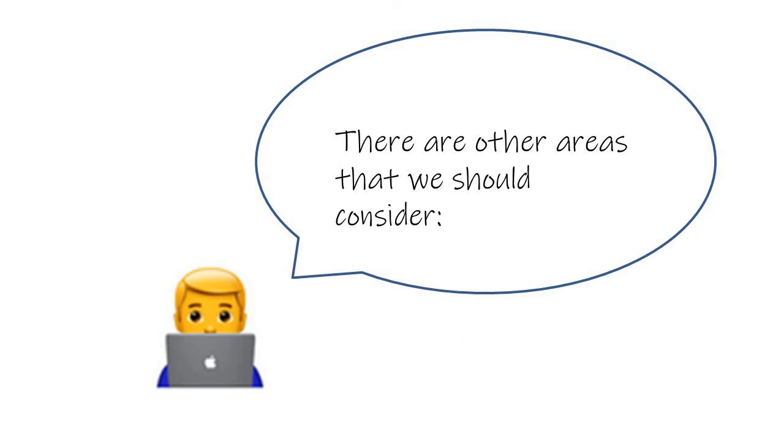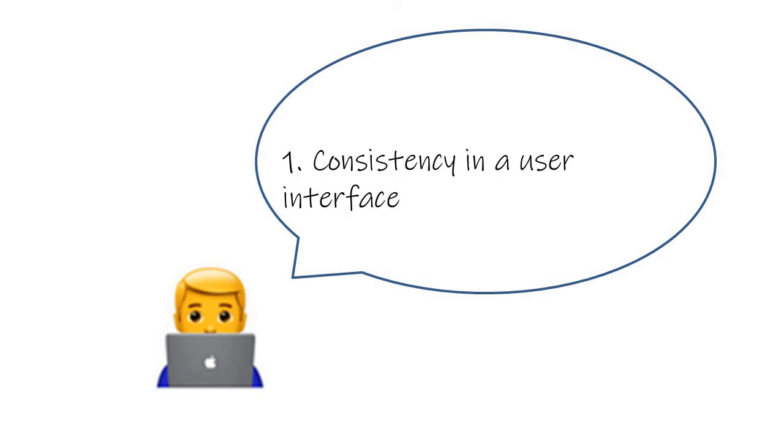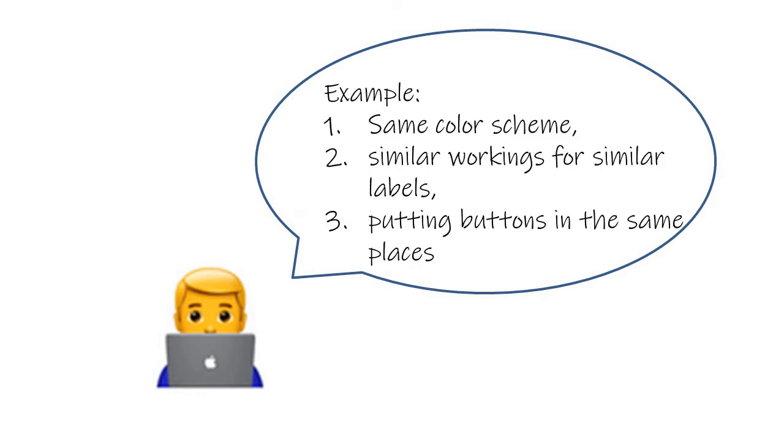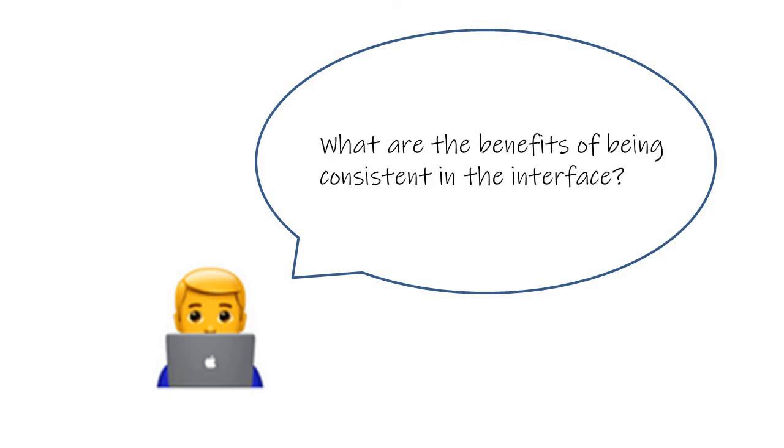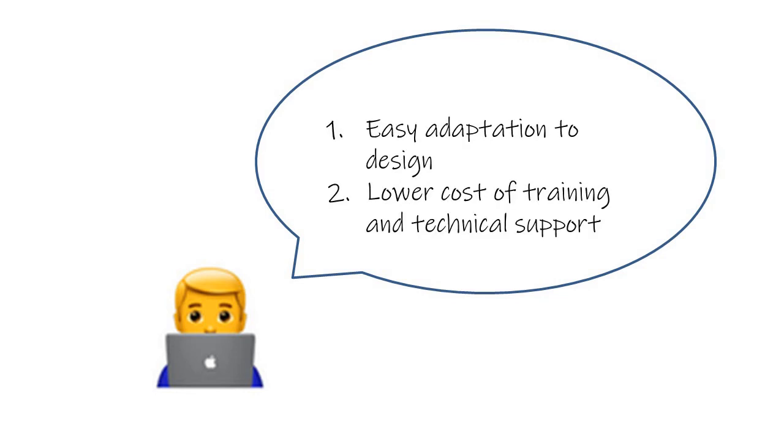Besides the design of its layout, there are a couple of areas that should also be considered. For example, consistency in the interface and having different versions for different types of users. For the consistency in a user interface, we should use the same color scheme and similar wordings for similar labels. The buttons should also be put into the same places. Its design should be able to speed up the learning curve of users so that they can adapt to the design more quickly. Lastly, it should also be able to lower the cost of training and technical support.